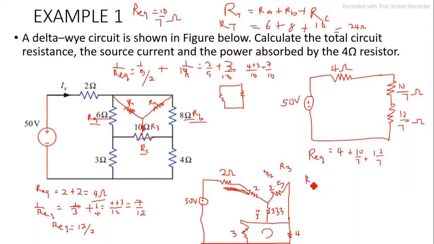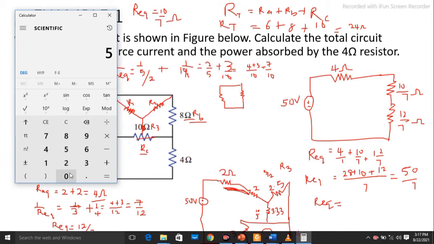What's the LCM? The LCM is 7. 4 is 4 over 1. 1 in 7, that's 7. 7 times 4, that's 28. Plus 7 in 7, that's 1 times 10, that's 10. Plus 7 in 7, that's 1 times 12, 12. So 28 plus 10, that's 38. 38 plus 12, that's 50. Then divided by 7. That means the R equivalent will be equal to 50 divided by 7.